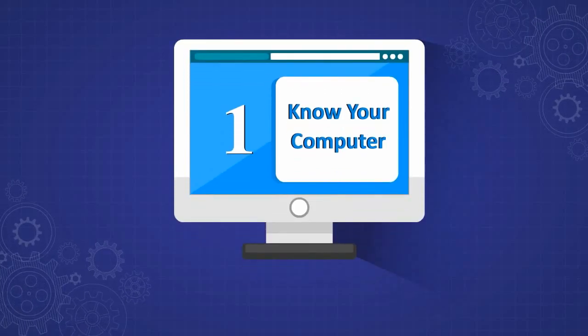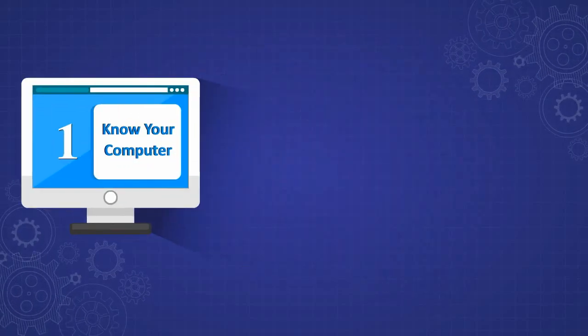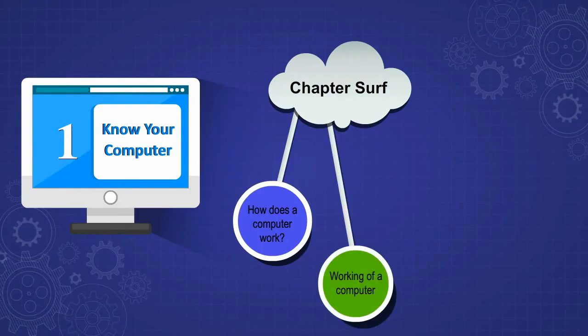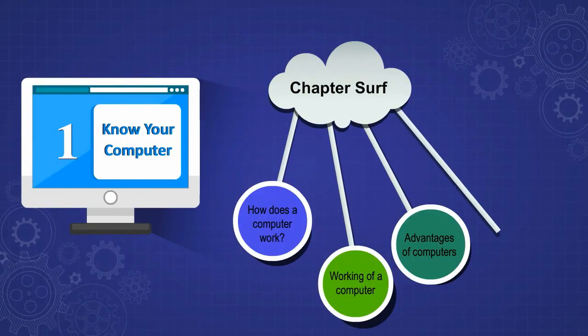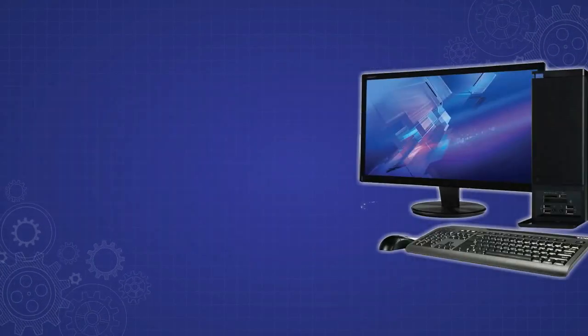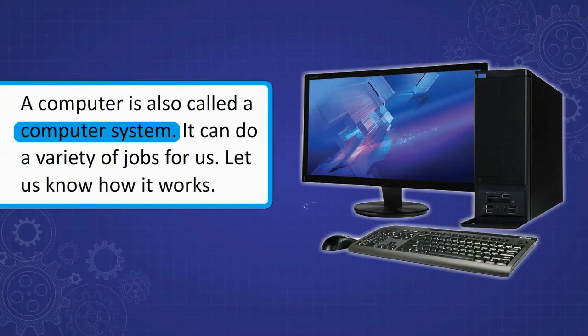Chapter 1. Know your computer. Chapter Surf. How does a computer work? Working of a computer. Advantages of computers. Disadvantages of computers. A computer is also called a computer system. It can do a variety of jobs for us. Let us know how it works.